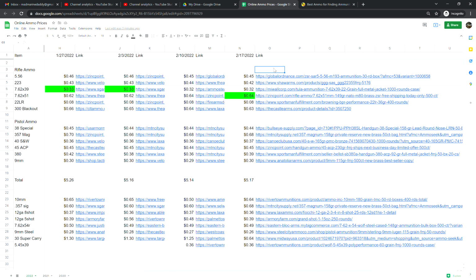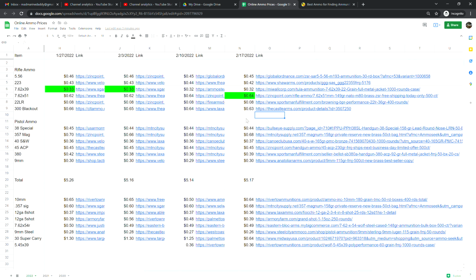22 long rifle, 8 cents a shot, no change from last week. I have been seeing 22 at the local Wally Worlds, and they are coming in closer to 6, 7 cents a shot. 300 blackout is at 63 cents a shot. That is down 1 cent from last week. And moving right along, 38 special is at 44 cents a shot, no change from last week. 357 Magnum is at 68 cents a shot, no change from last week.